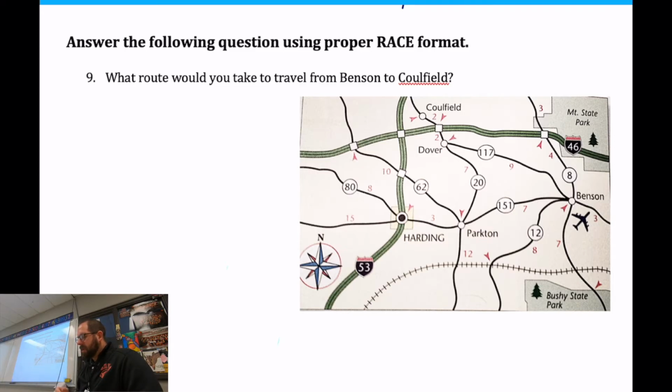Maybe you're going to take route 117, highway 117 up to Dover and then up to Coalfield because of the miles or less. Or maybe you're going to make up some story where the miles between Mount State Park to Coalfield, you made up that number and said that's an interstate, you're traveling 70 miles an hour, and you did some other math saying that is a better route. You just have to back up your answer with something that makes sense, with details that prove it.